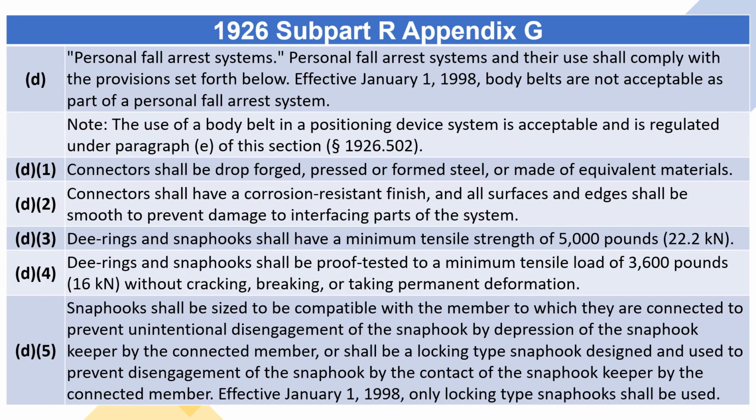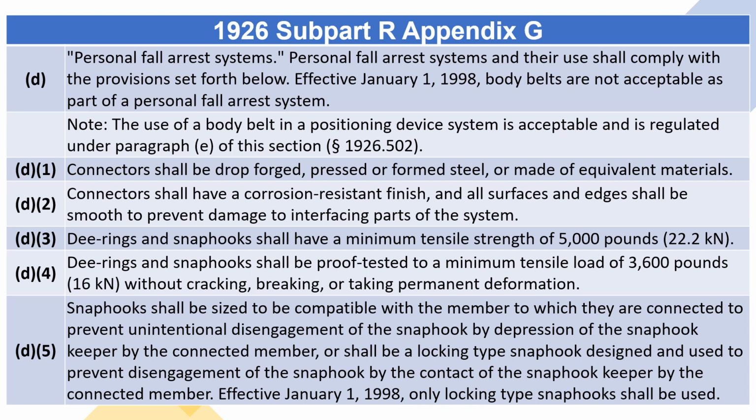D. Personal fall arrest systems. Personal fall arrest systems and their use shall comply with the provisions set forth below. Effective January 1, 1998, body belts are not acceptable as part of a personal fall arrest system. Note: the use of a body belt in a positioning device system is acceptable and is regulated under paragraph E of this section, section 1926.502.